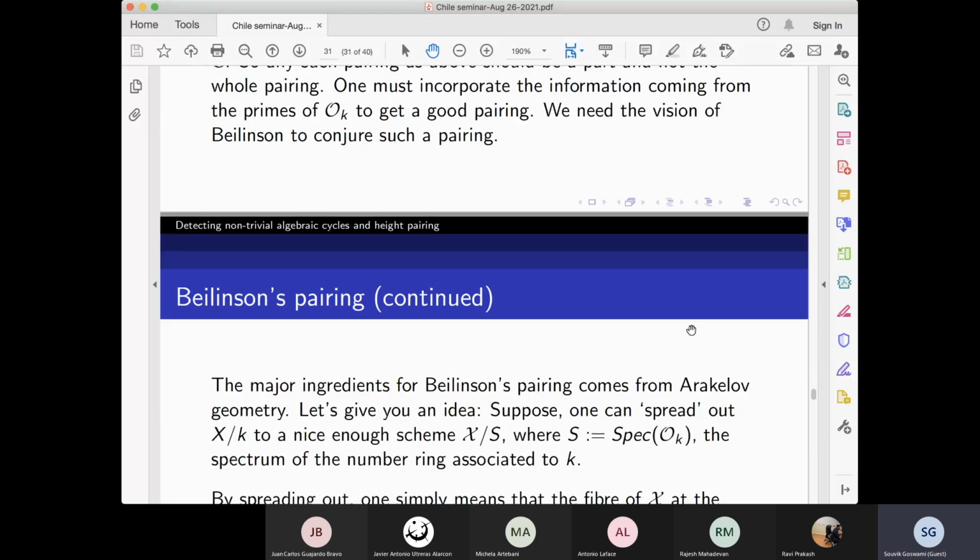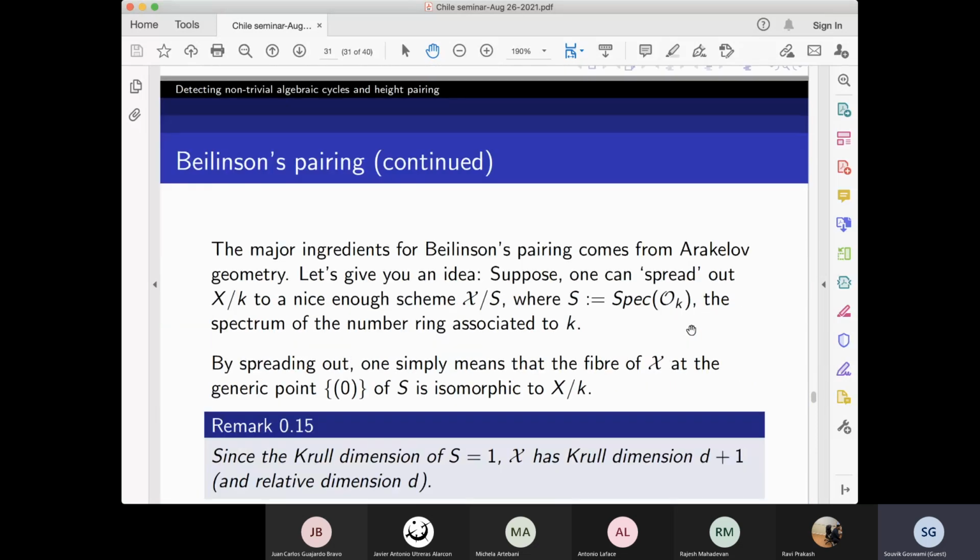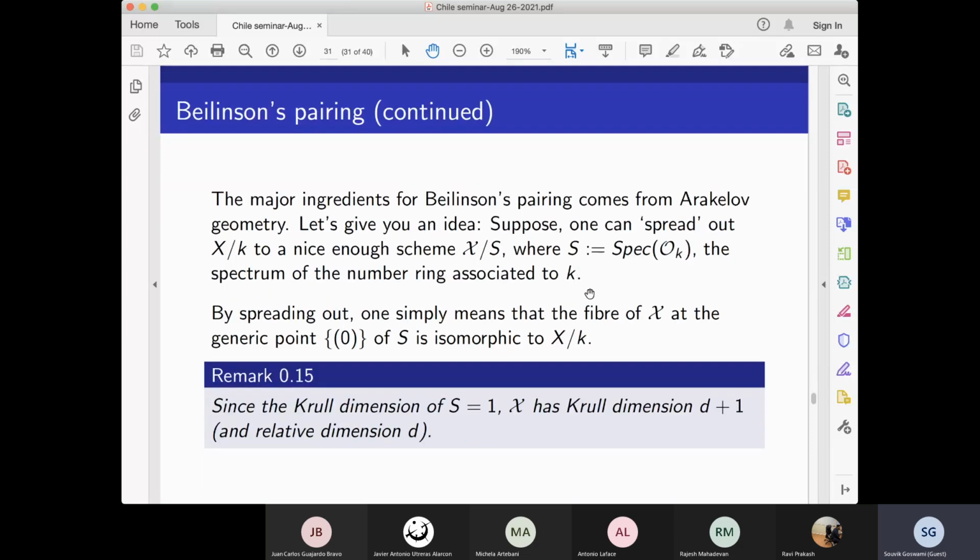So again, Beilinson was the guy who defined the total pairing. And to define the total pairing, again, we need to go into a subject. This is something one can talk over a semester course. So there is a theory by Gillet and Soulé, and several other people. Of course, Arakelov was the first person to define this, the Arakelov geometry.